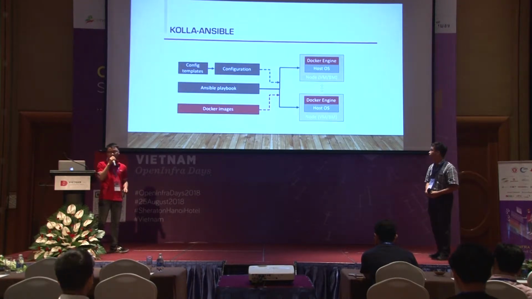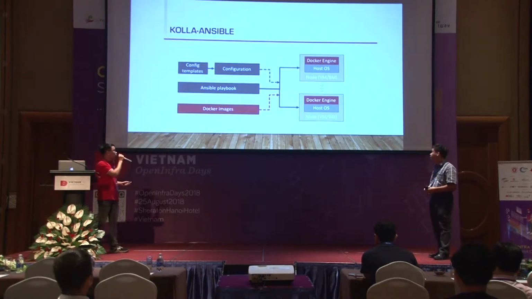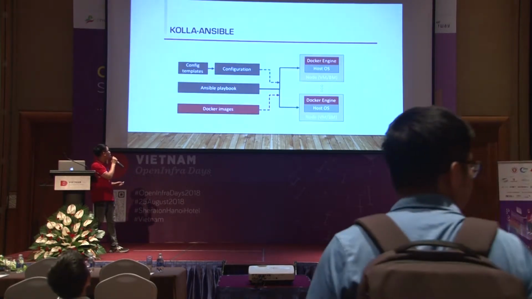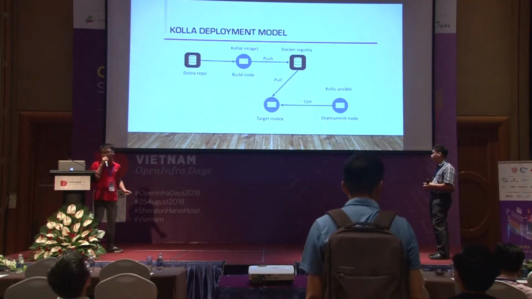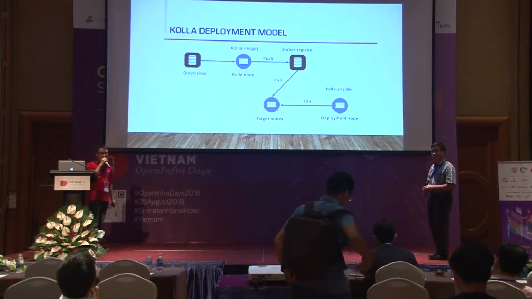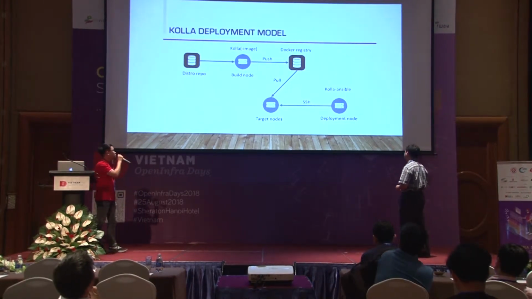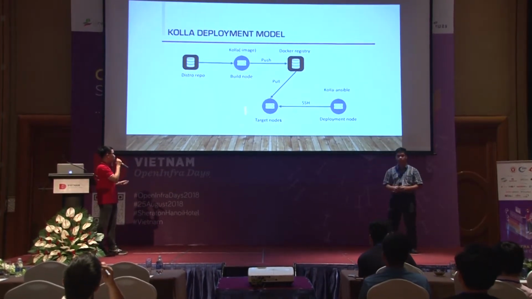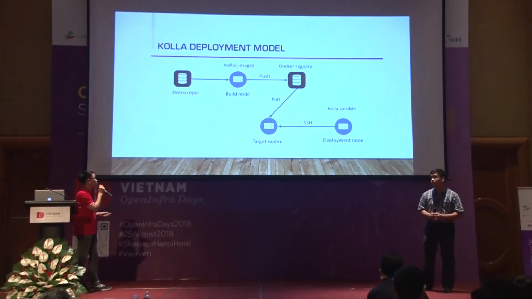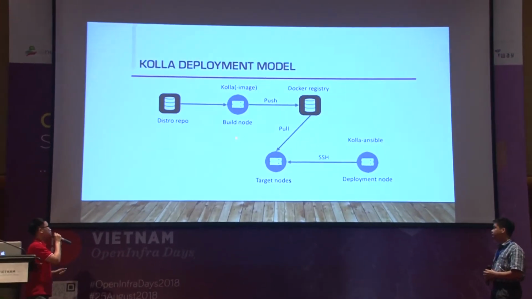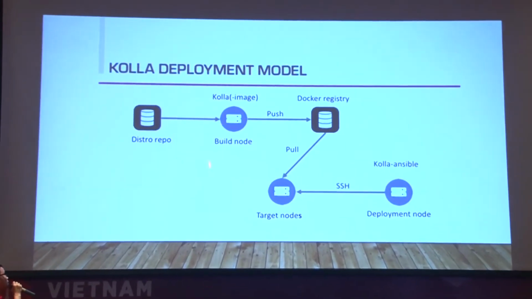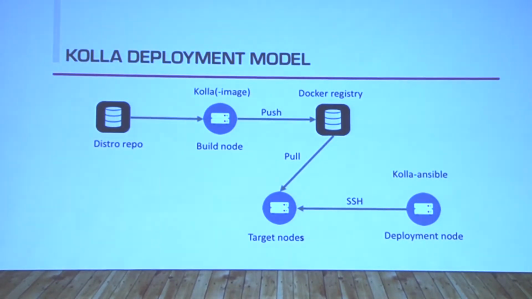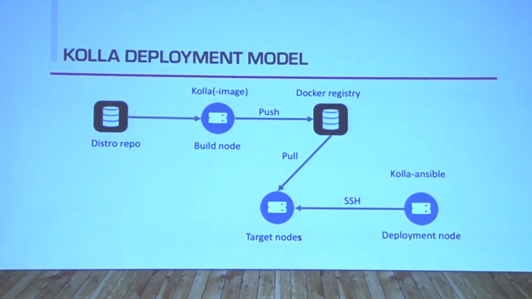Now we will come to the model for using Kolla to deploy OpenStack. There is the Kolla deployment model. As you can see in the slide, we have three nodes: build nodes, target nodes, and deployment nodes. The first node type is build nodes. On this host, we run Kolla image to build our Docker images.